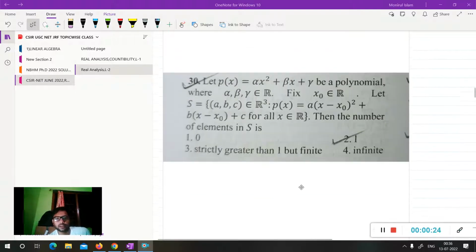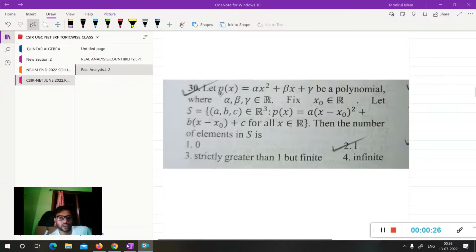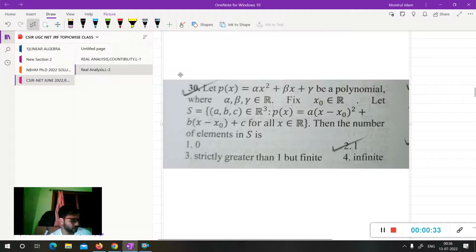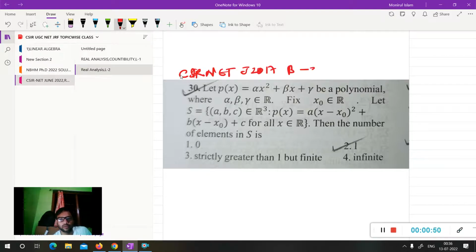This is the question I am starting with. I think the year is June 2017. This is a question of CSIR NET June 2017, from Part B, which means it is a 3 mark question.